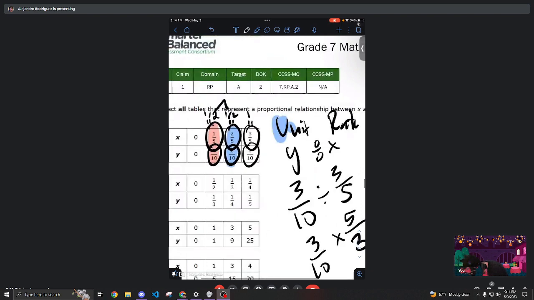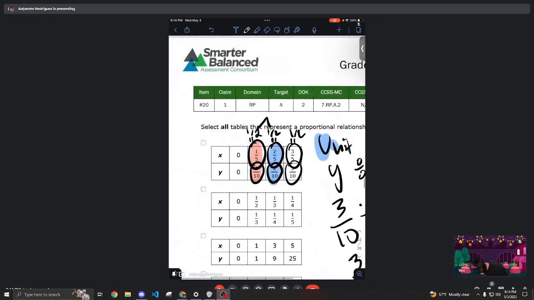In this case, all my unit rates, ignoring the 0, 0, are the same. It's all 1 over 2. So this would be considered a proportional relationship, because my unit rate is the same throughout the table.